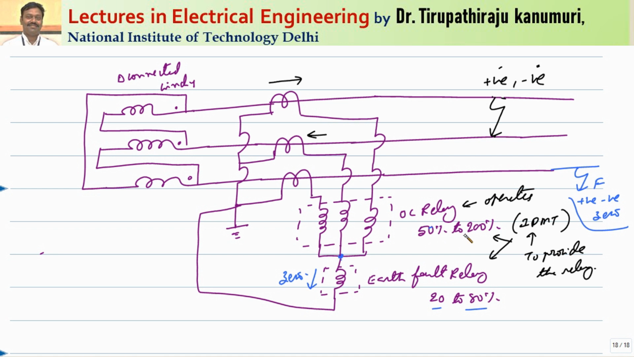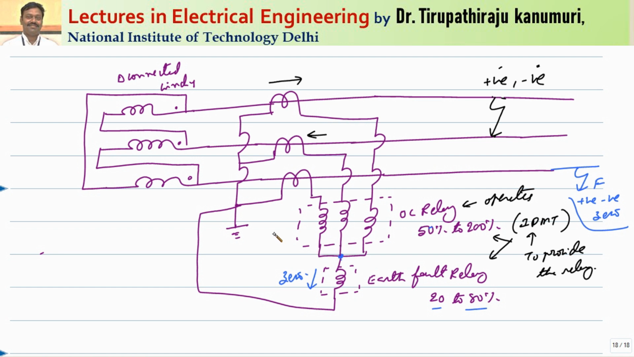It is called unrestricted earth fault protection, because this will operate for an earth fault whether it is happening within the zone of the transformer or somewhere in the line that is connected to the transformer. The relay does not distinguish between them. That's why this is called unrestricted earth fault protection.